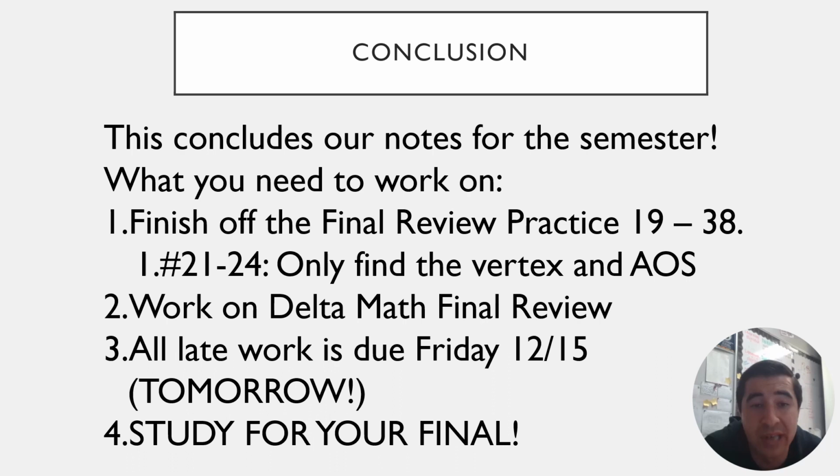What you guys need to work on now is to finish off the final review practice 19 through 38. I know I said I would go over 19 and 20, but those are just multiplying polynomials. Both the polynomials they give you on 19, you're going to have to multiply. They say product, meaning to multiply. 20 is asking about a rectangle, meaning that you would take the area, which is length times width, and multiply both those binomials. For numbers 21 through 24, you do not have to graph those. All you need to find is the vertex and the axis of symmetry. If you're able to find both of those, you'll do perfect on the test.